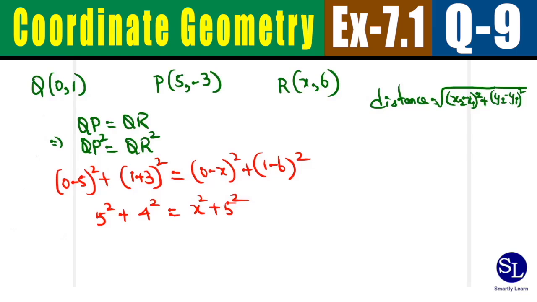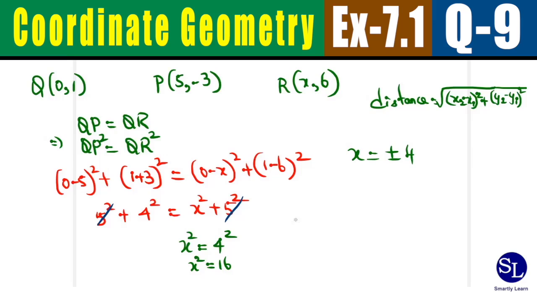So you can simply strike out what is common. So 5 squared and 5 squared go away. So x squared is equal to 4 squared, or x squared is equal to 16, which means x is equal to plus or minus 4. So these are the values of x.